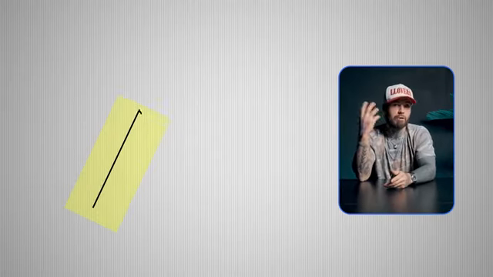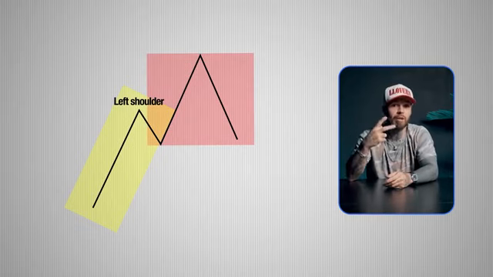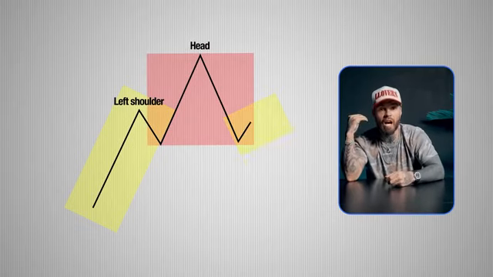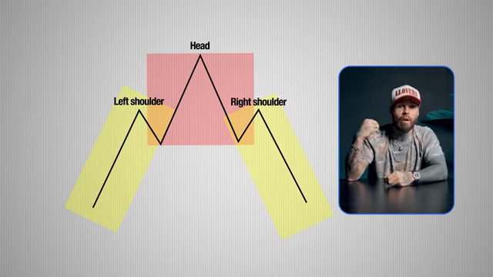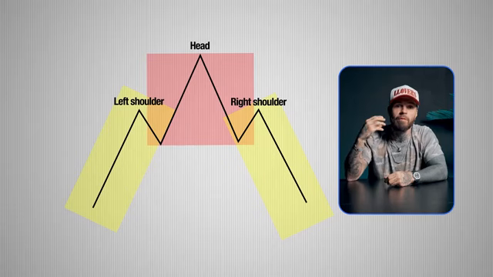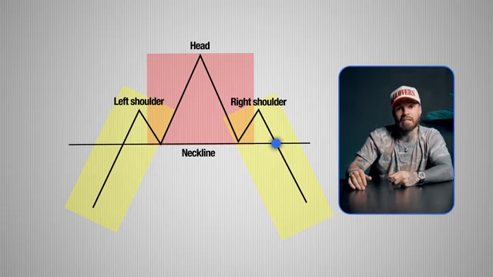Here's what it looks like. A first peak, which is your left shoulder. Price runs up and then dips. A second higher peak, that's the head. Price pushes even higher, but then drops again. A third lower peak is the right shoulder. Price tries to rally one last time, but fails to make a new high. Once price breaks the neckline, that's the level connecting the dips between those peaks, and it's game over. The market is about to sell very hard.